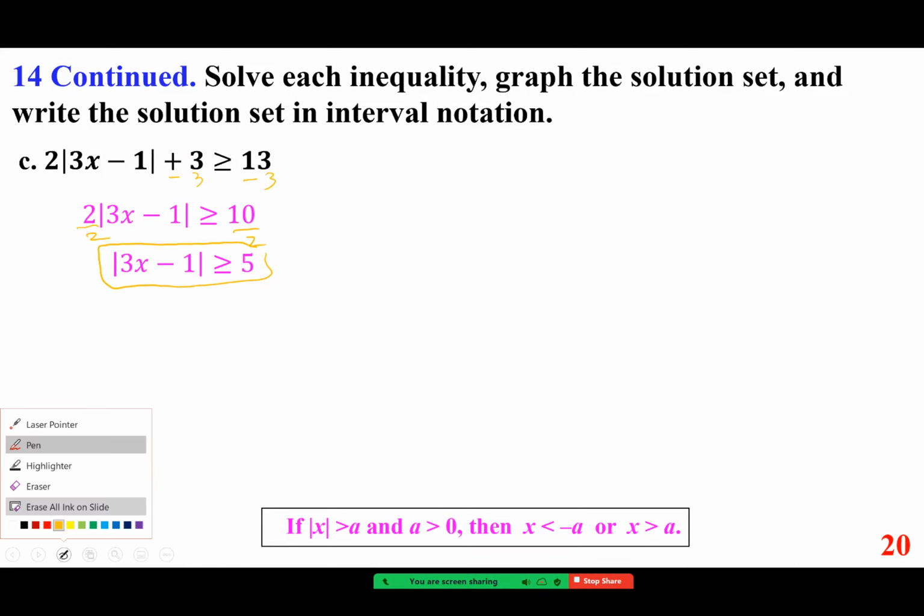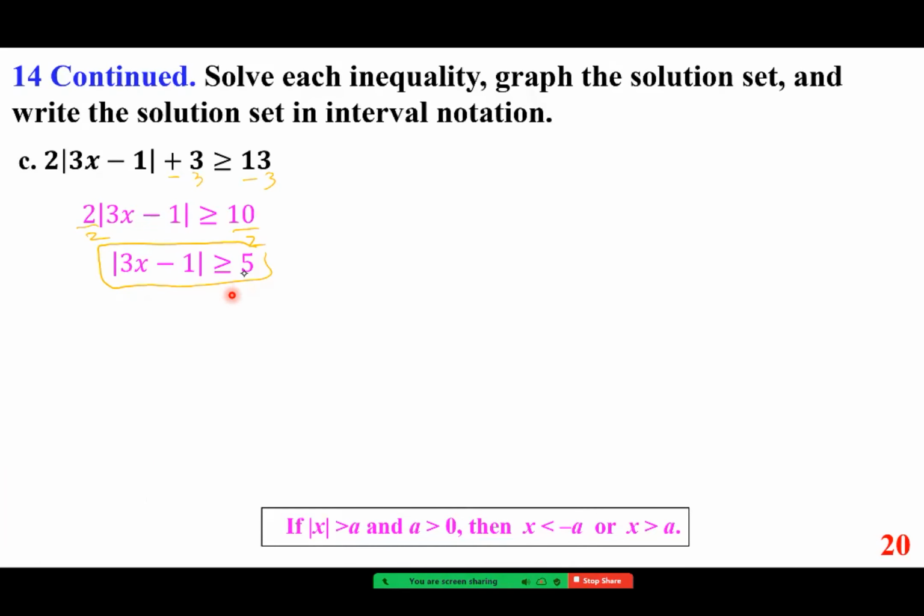Now we are going to follow this. X is less than minus a. That means drop the absolute value and say it's less than this number. Because it has the equality, we keep it less than or equal to -5 or larger than or equal to +5. So that's what they mean.